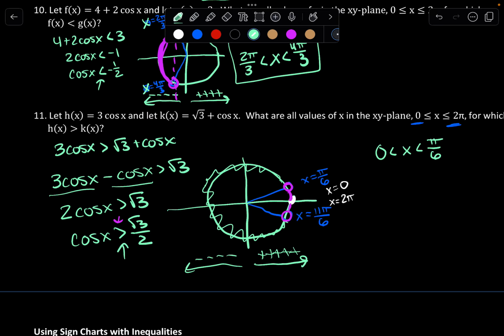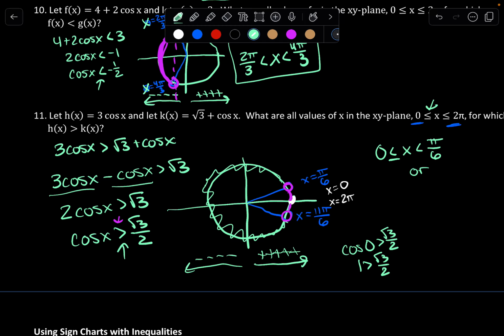Now, this inequality means that we are not including pi over 6, but what about the 0? This 0 here, it's included within our domain restriction from the get-go, but how do we know whether to include it in our actual solution or not? If you're not sure, just plug it in. So if we plug in cosine of 0, and we want to see whether or not that's greater than root 3 over 2, well, cosine of 0 is going to be 1, which is strictly greater than root 3 over 2. So we will include the 0 here.